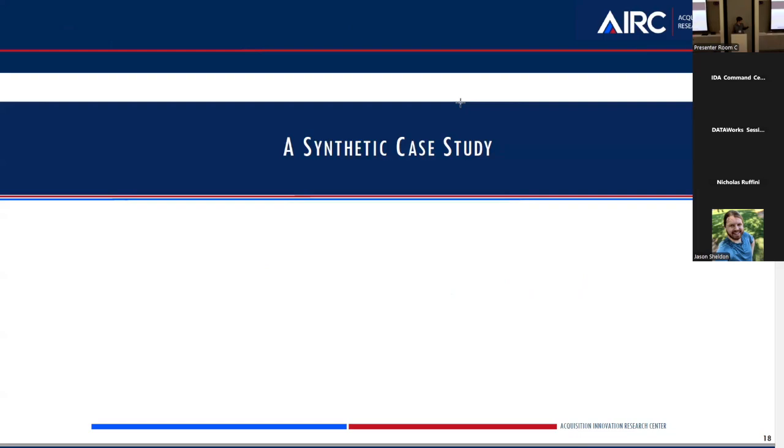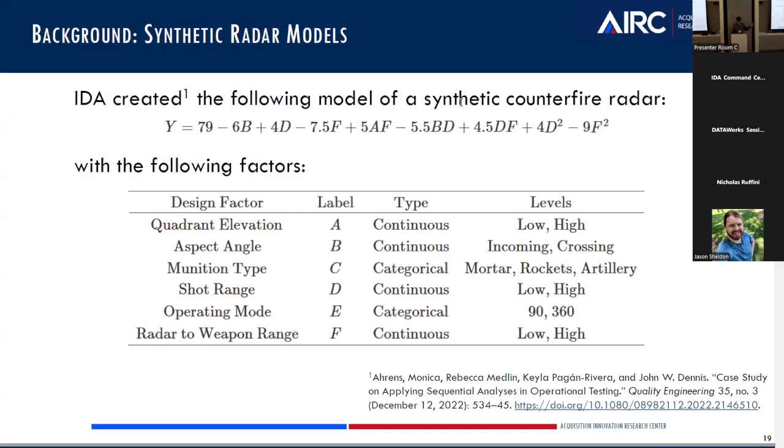Okay, so I'm just going to talk about how we are generating synthetic DoD-ish data. We started with a model that was created here at IDA, in the paper mentioned at the bottom of the slide. This is a notional model for the behavior of a counterfire radar, a system whose goal is to observe a shot by an adversary and to locate the origin from which that shot was fired, so that we can fire back at it.